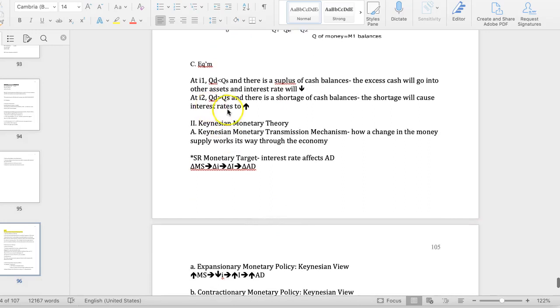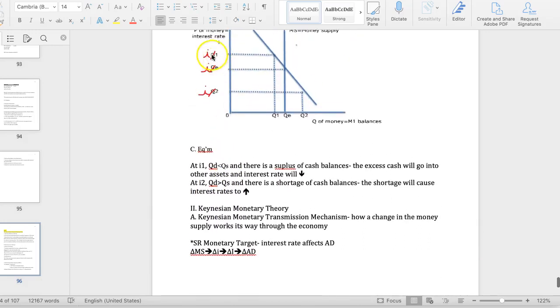At equilibrium, so we say here, if we go back at i1, the quantity demanded is less than the quantity supplied. We've got this gap right here, and there's a surplus of cash balances. The excess cash will go into other assets, and the interest rate will drop, wanting to reach equilibrium. At interest rate 2, the quantity demanded is greater than the quantity supplied. There's a shortage of cash balances. The shortage will cause interest rates to go up to get to equilibrium.